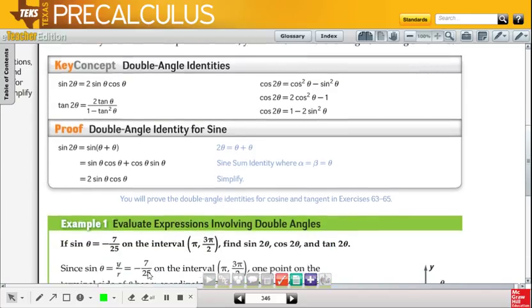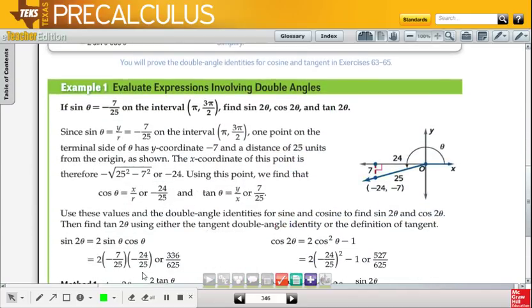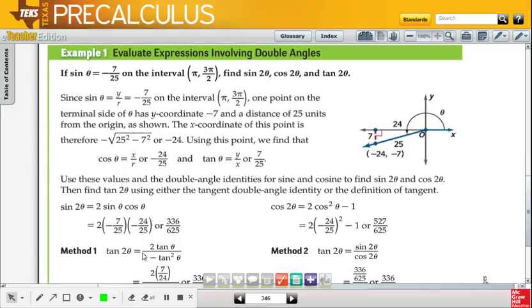Now below is an example of how to apply the double angle identity. But this ties in to what we covered in 4.1 and 4.3. So in the example, the question is, if sine theta is equal to negative 7 over 25 on the interval of pi, comma, 3 pi over 2. That means in the third quadrant.